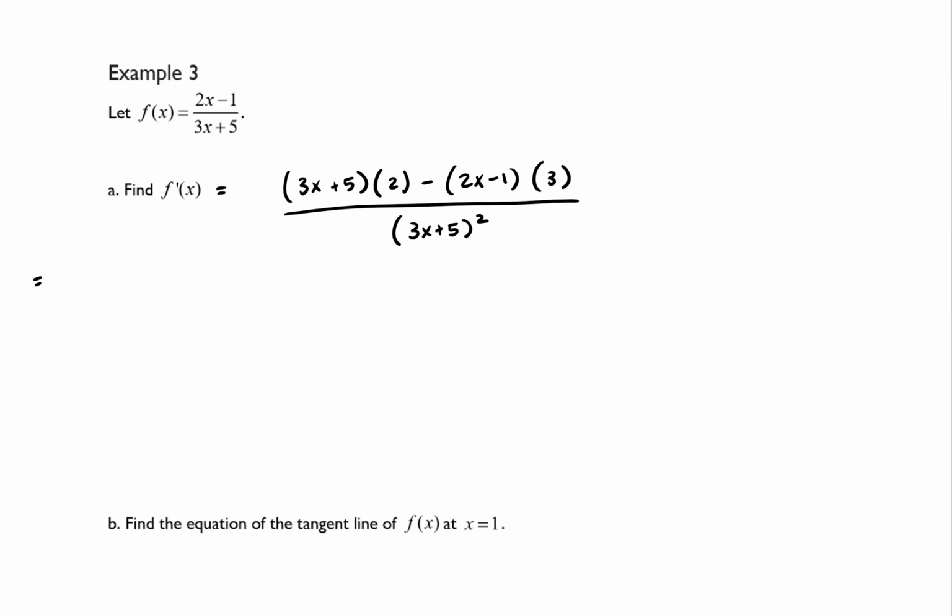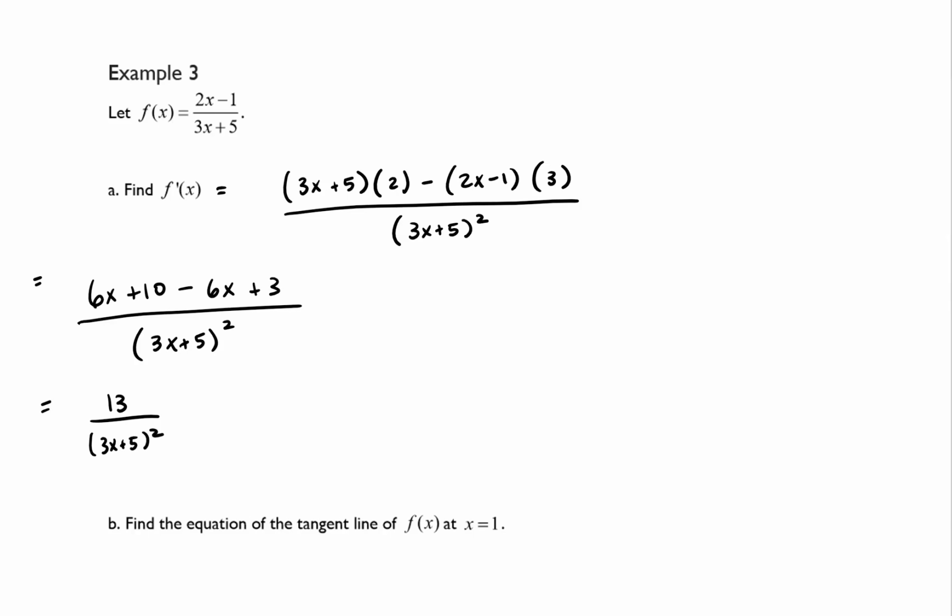So if I multiply 2 in, we get 6x plus 10 minus, I'm going to distribute the 3 and the minus sign, so that gives us minus 6x plus 3, all over (3x plus 5) squared. And then if we simplify that, we get 13 over (3x plus 5) squared.